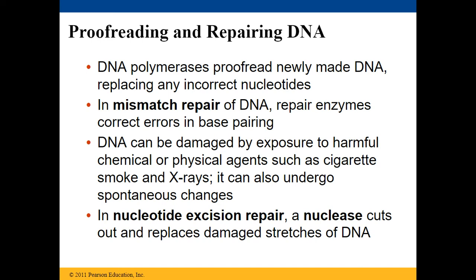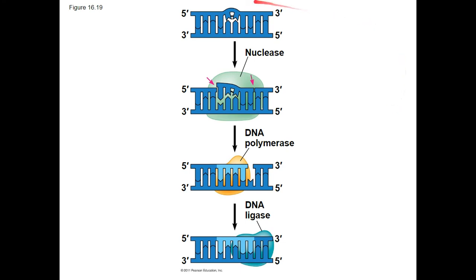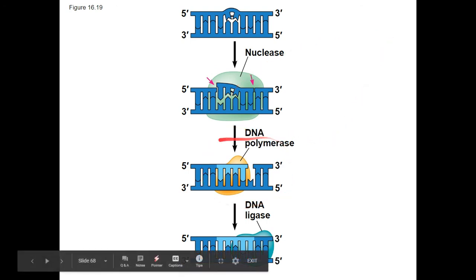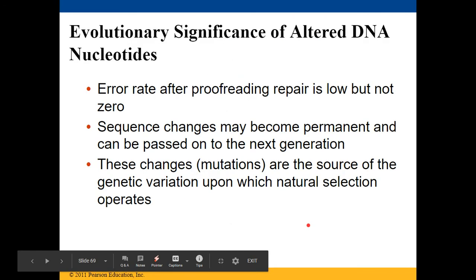DNA can be damaged due to exposure to harmful chemicals or physical agents such as cigarette smoke or X-rays. And it can also undergo random spontaneous change. Nucleotide repair uses an enzyme called nuclease that cuts out and replaces the damaged parts of the DNA. So here we have a damaged piece of DNA. Nuclease comes in, gets rid of it. DNA polymerase comes in, replaces the right ones, and then ligase comes in and seals the gap.